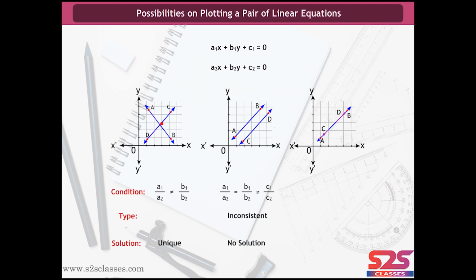Now look at the third case, when two lines coincide. Can you find any point which lies on both the lines? Yes, there are infinitely many points which lie on both the lines. So this pair of linear equations has infinite solutions and is called dependent. And the condition is a1 by a2 is equal to b1 by b2 is equal to c1 by c2.